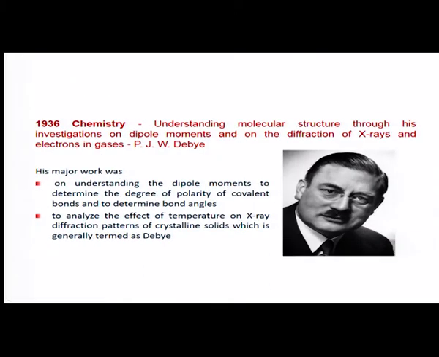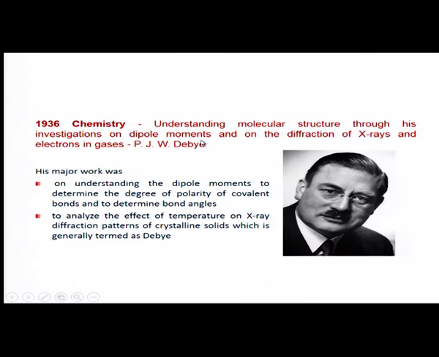In 1936, the chemistry Nobel Prize went to P.J.W. Debye for understanding molecular structure through his investigations on dipole moments and on the diffraction of X-rays and electrons in gases. His major work was on understanding dipole moments to determine the degree of polarity of covalent bonds and to determine bond angles, and to analyze the effect of temperature on X-ray diffraction patterns of crystalline solids, which we call the Debye-Waller factor.